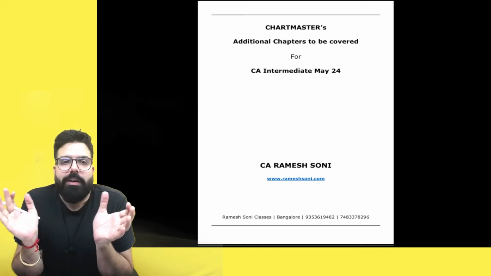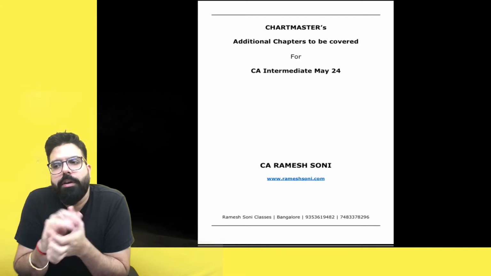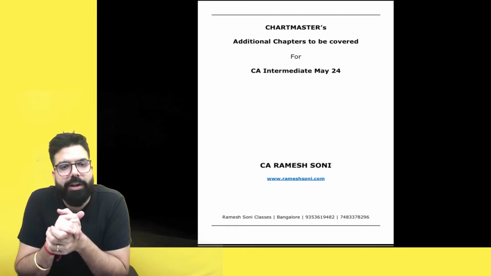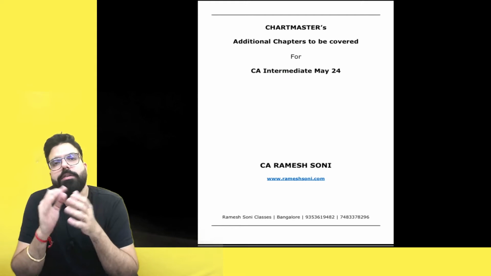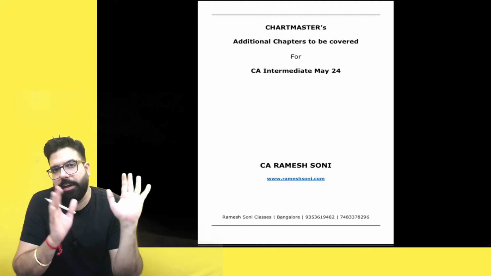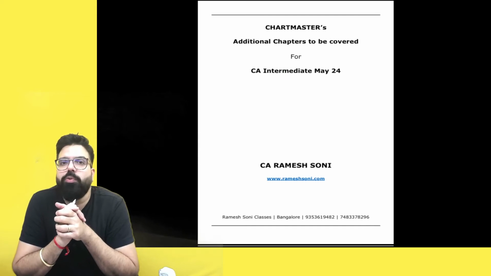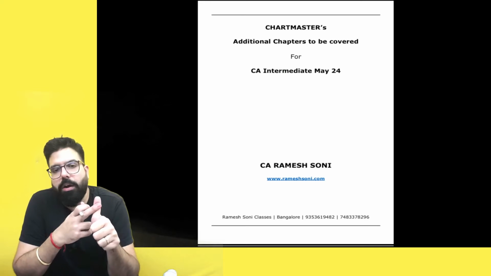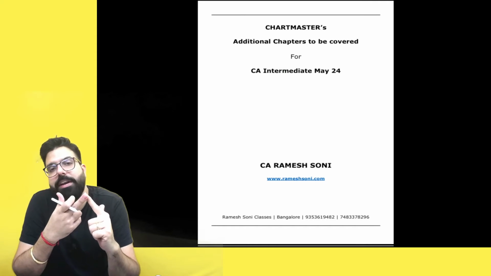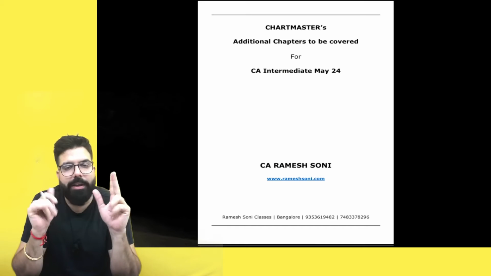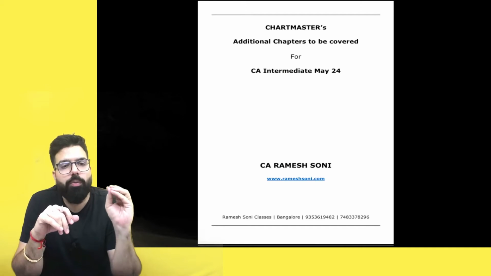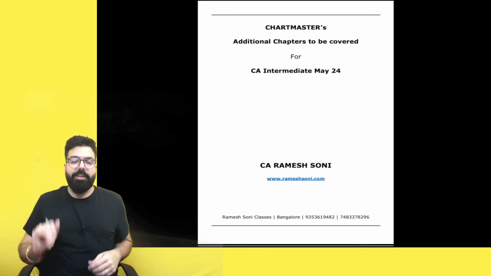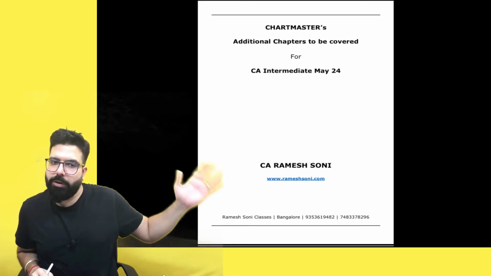Okay. Now, this video is regarding the additional chapters and amendments which are applicable for the May 24 attempt, for all the students who have taken our classes for November 23 or the previous attempt. Now there are three additional chapters which are being covered by the ICAI. One is accounts and records, the second is TDS and TCS, and the third is place of supply. These three chapters are to be covered by all the students who are writing their exam from the May 24 attempt onwards. These three chapters were not covered in November 23 or the previous attempt.